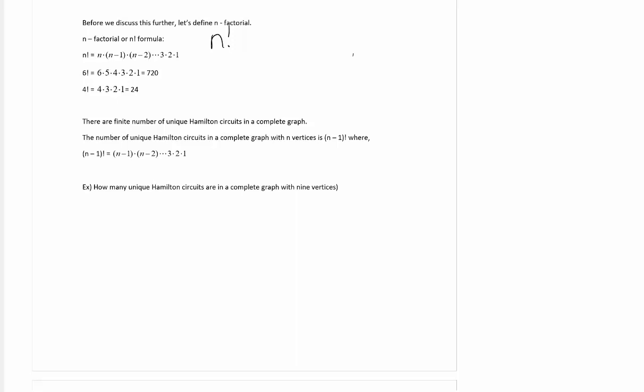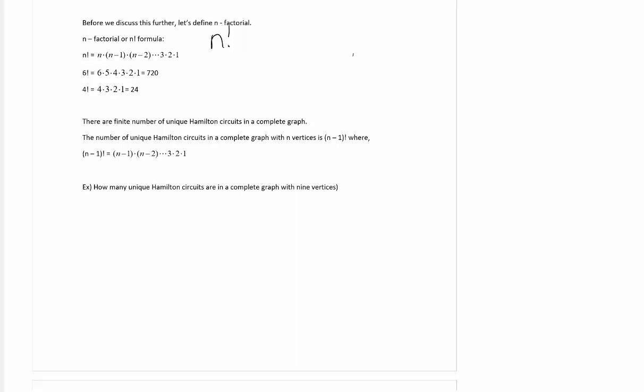So why are we talking about n factorial? Well, that is going to help us determine the number of unique Hamilton circuits in a complete graph with n vertices, which is n minus 1 factorial, which is n minus 1 times n minus 2 times n minus 3 times 3 times 2 times 1.